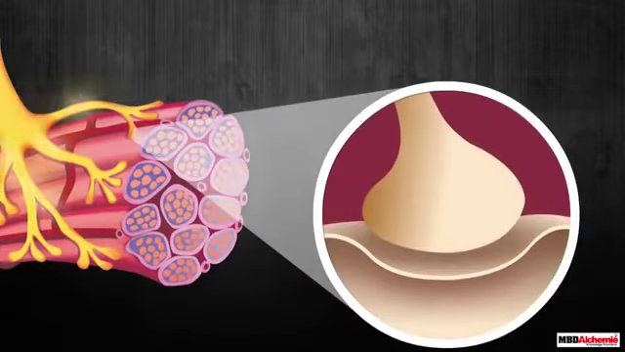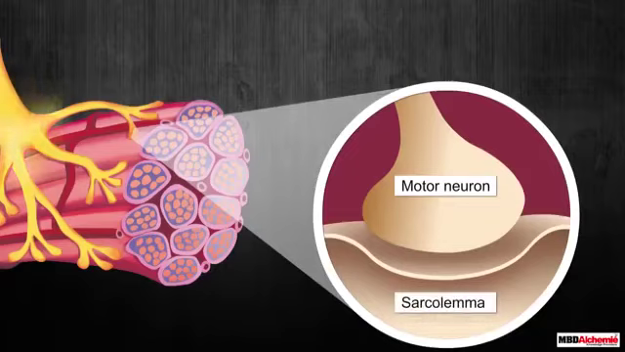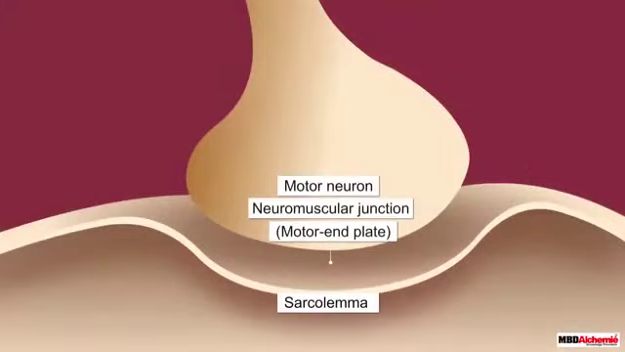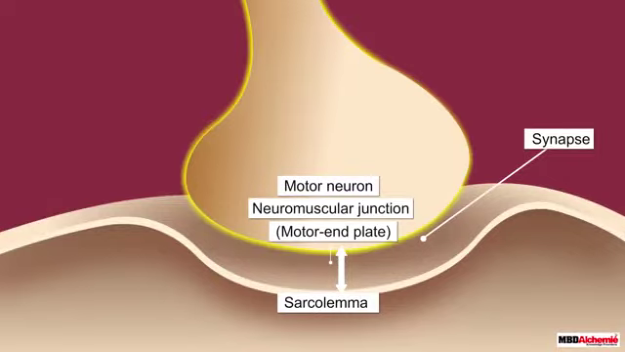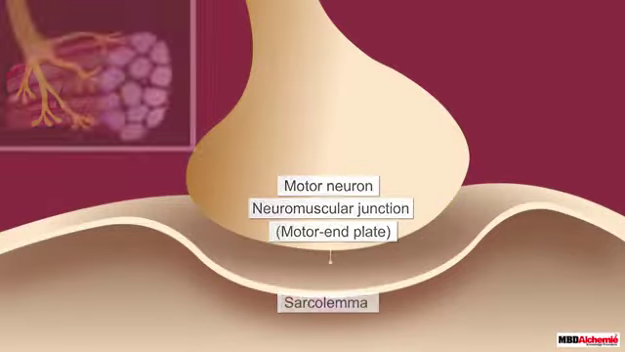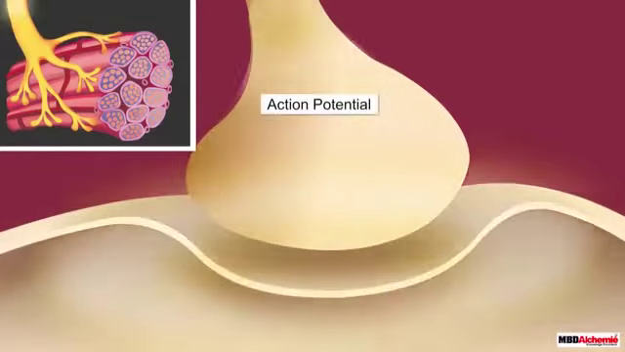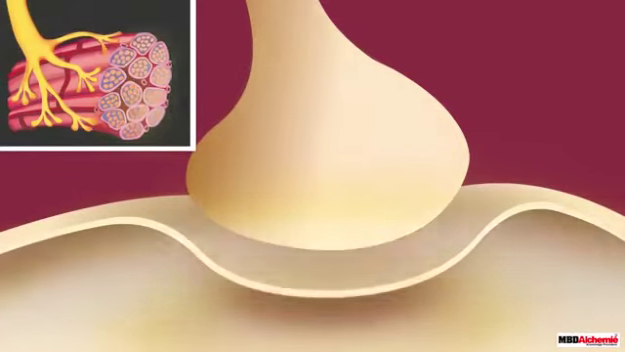The junction between the motor neuron and the sarcolemma of the muscle fiber is known as the neuromuscular junction or the motor end plate. This junction is actually a synapse, that is, a small gap between the neuron and the muscle cell. The signals from the CNS are transported as electrical impulses, also known as action potential, across the synapse.